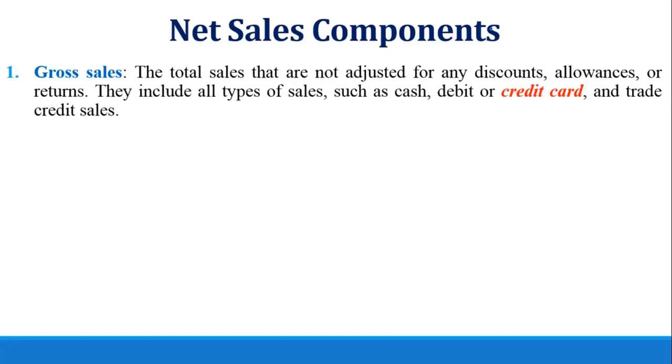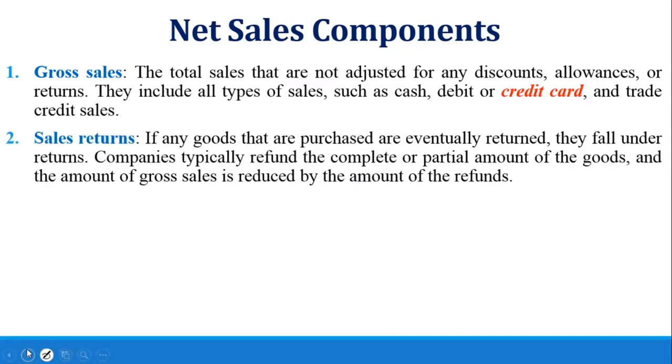So they include all types of sales such as cash, debit, or credit card, and trade credit sales. Another component is the sales returns. If any goods that are purchased are eventually returned, they fall under returns. Companies typically refund the complete or partial amount of the goods, and the amount of gross sales is reduced by the amount of the refunds.